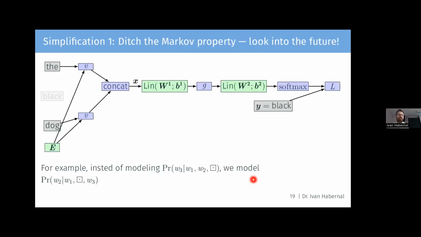Okay, so let's do the simplification. The first one is we're going to ditch the Markov property, so we will look into the future. Previously we had, like, the black dog and the next word was bark, right? Now we say the target word is in the middle. So we take the context, concatenate it together as we had before, and squeeze it through the two layers, and here is still the softmax, and we predict the middle word. So it's basically the same as we had before in the neural language model, but now we don't model the third word given the first and the second, we model the second given the first and the third. We don't care about left, right. We just take the context.